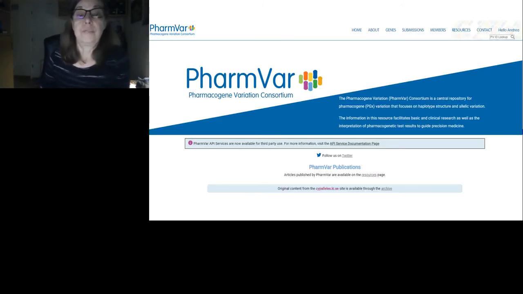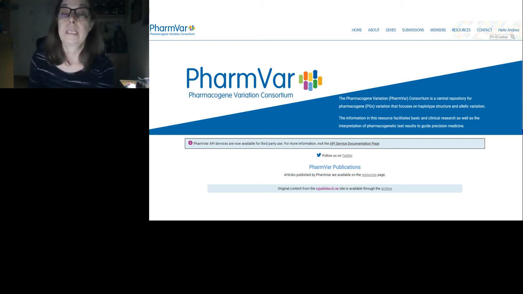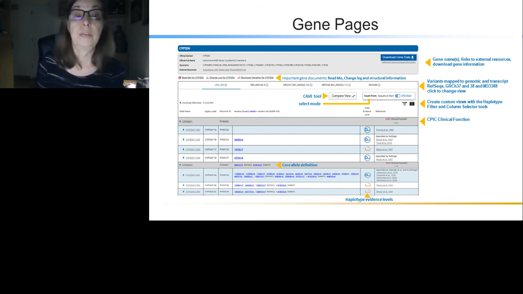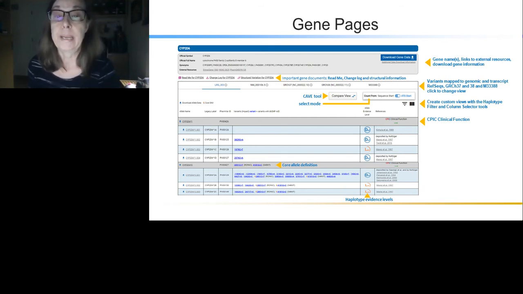So this here is the Pharmacogene Variation Consortium landing site. And if you go to the tab Genes, you will get to a gene list from which you can pick the gene of interest. And on the next slide, I'm showing the gene page for cytochrome P450 2D6. And on this site, on each gene page, you find really a series of important information and features, some of which I have highlighted here with the yellow arrows.